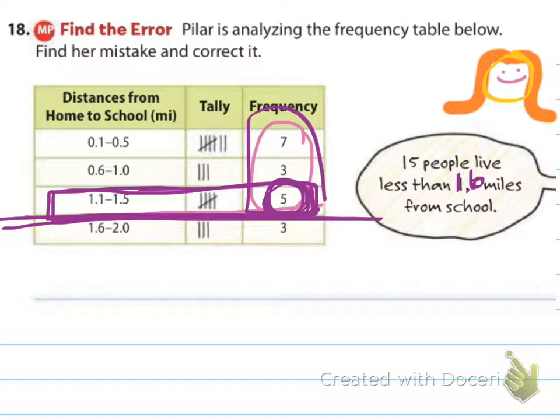Another thing that could be done is I could say it's going to be less than 1.1 miles from school, and then the answer would be 10 people. So I would say less than 1.1, and the answer would be 10 people.